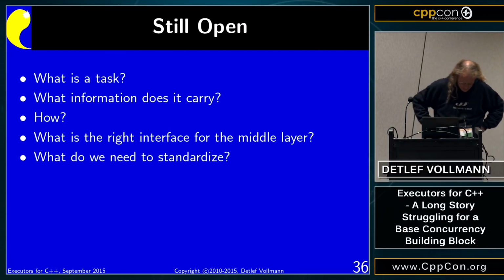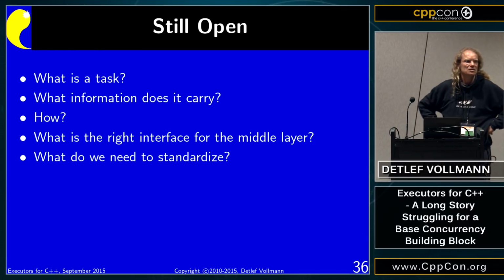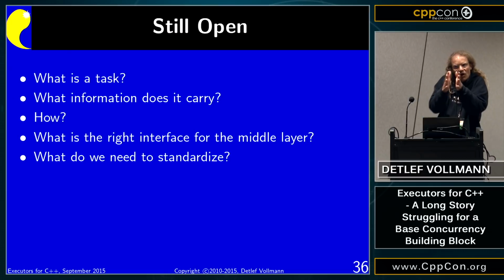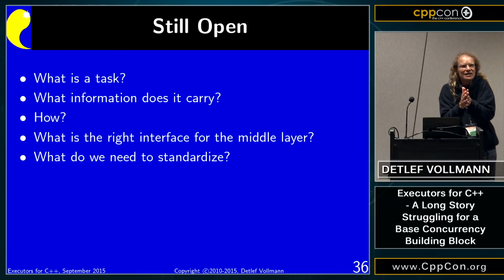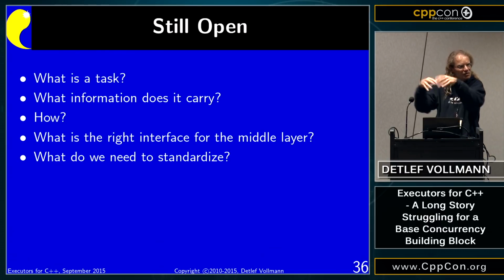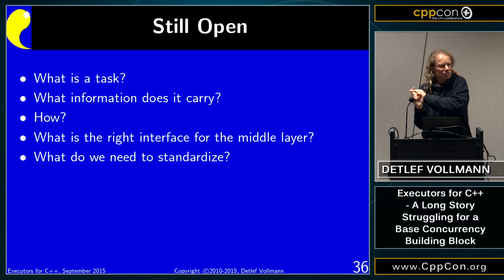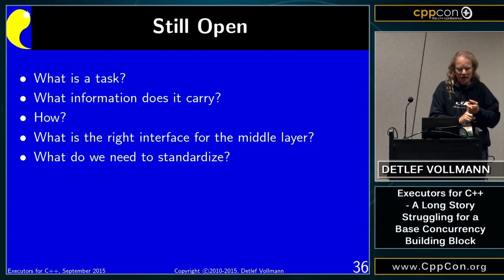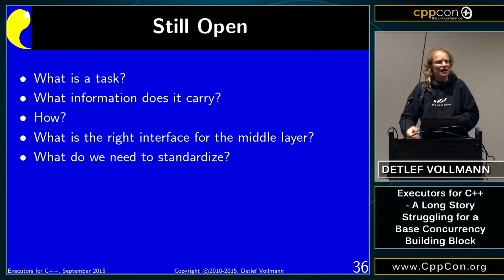So, one question is, what is a task? What information do you need to give to an executor if you give some higher level mechanism a task to run? Is it really just a function? Or is it a function plus some information? And if it is plus some information, what information is it? And how do you get that?